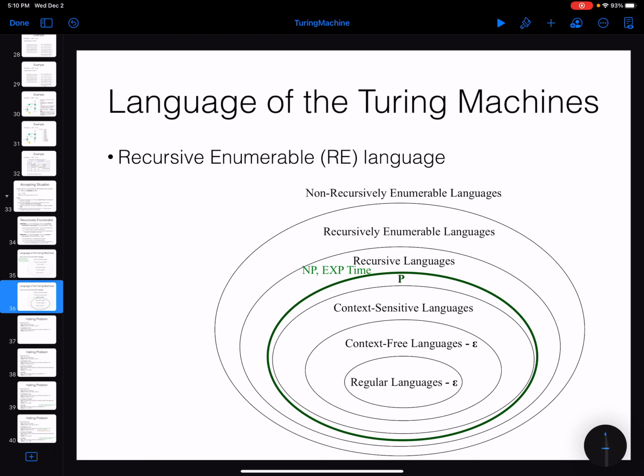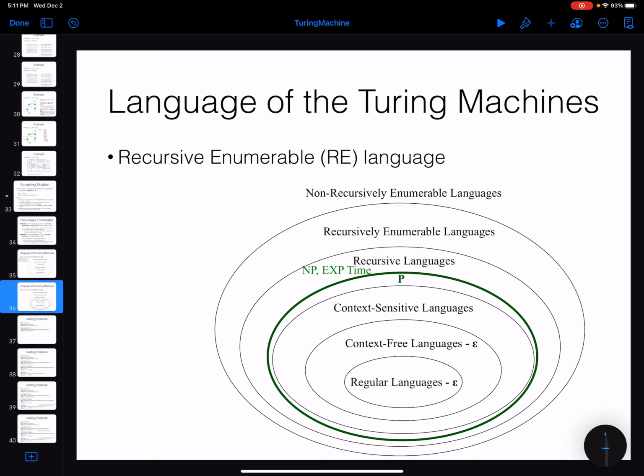And there is a set of problems that we know how to write an algorithm for, and we know that the algorithm to solve them is going to be definitely exponential time. We cannot write anything better than that. So all of them are going to be a part of the recursive languages, basically.